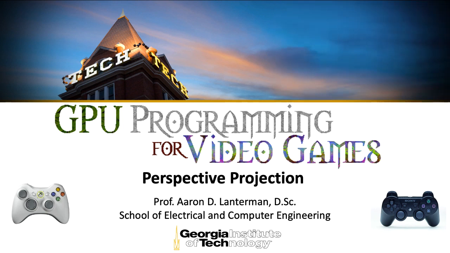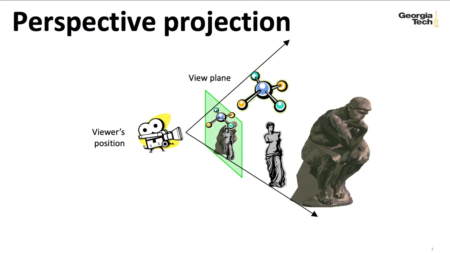And I would like to welcome you to the fifth lecture in the summer 2020 offering of GPU programming for video games. In the last lecture, we talked about orthographic projection, and in this lecture, we'll talk about perspective projection. In orthographic projection, objects would appear the same size regardless of the distance from the camera. With perspective projection, things that are closer to you are going to look bigger than things that are further away from you.